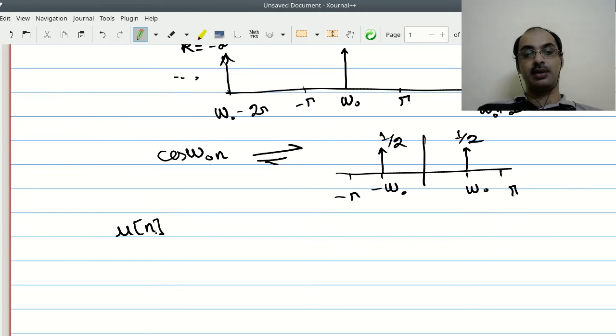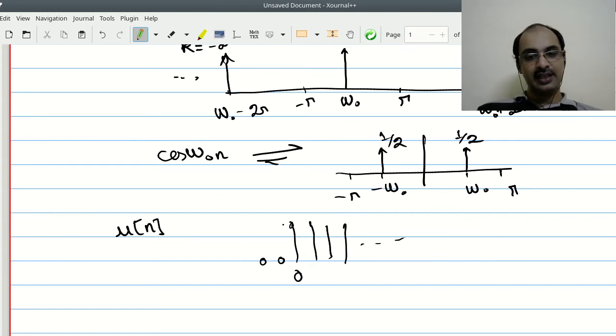u n is another one of those sequences which is not absolutely summable. For u n, the DTFT takes a very special form, and that form basically uses the fact that u n is actually 0, 0, 0 for negative n, and at n equal to 0 it is 1, and then it's 1, and then 1, and it goes on. If you directly try to use formulas, you will end up making a mistake. Why? Let's have a look.